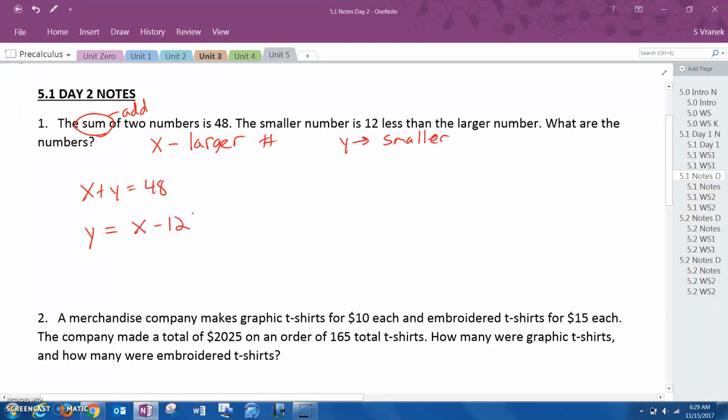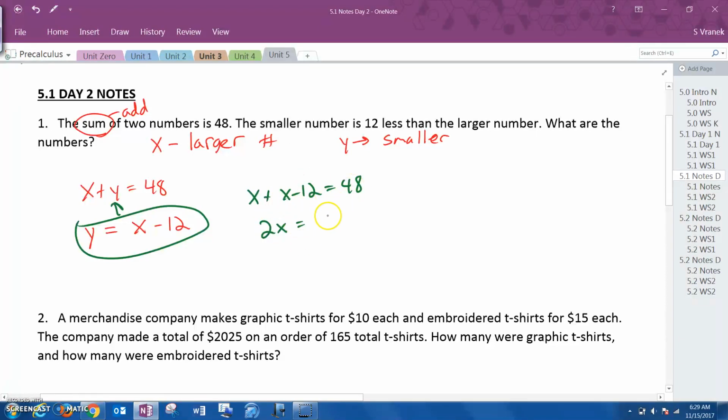Now you just solve a system. You can RREF, as in reduced row echelon form, if you want. However, this one's perfectly set up for substitution, and hopefully you see that. So I'm going to sub in x minus 12 into that y, so I get x plus x minus 12 equals 48. I get 2x. If I add the 12 over, I get 60. So I find out that my x is 30.